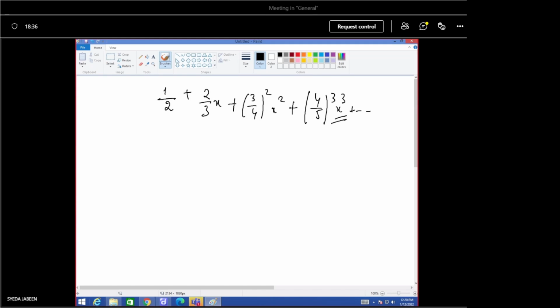Ma'am, can you just tell the final answer? Final answer: converge when x is less than 1, diverge when x is greater than 1. Yes, ma'am. Now x is equal to 1.